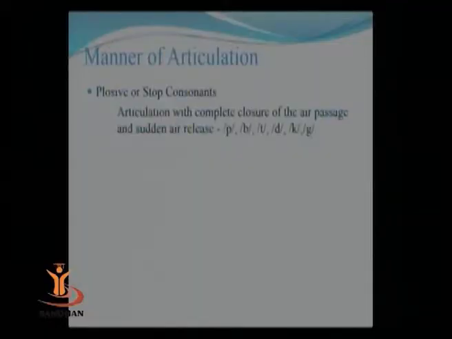The back part of the tongue rises and touches the soft palate. And that contact of the back part of the tongue and the soft palate blocks the passage. And that passage is blocked completely. And that's why they are known as stop or plosive sounds. So these are plosive sounds, stop sounds: articulation with complete closure of the air passage, oral tract, and sudden air release is felt. And due to that sudden air release, we hear pa, ba, ta, da, ka, ga. So it was the category of manner of articulation. It is plosive or stop consonant.